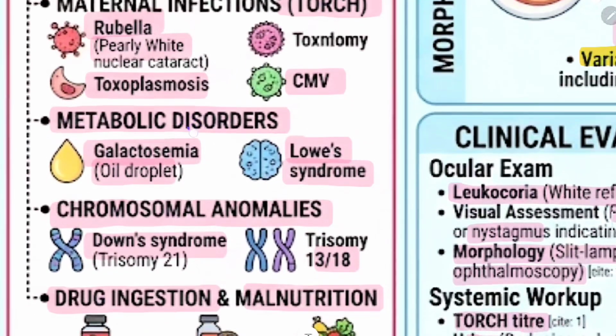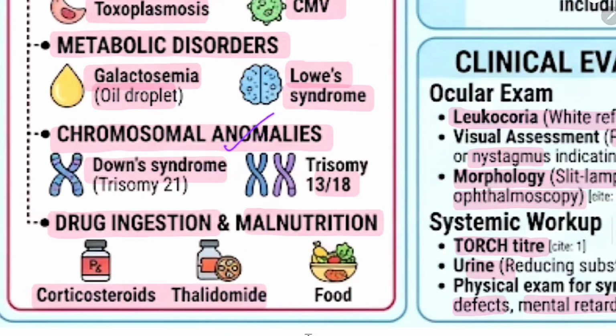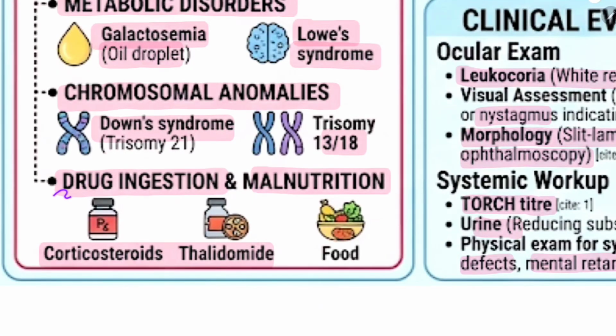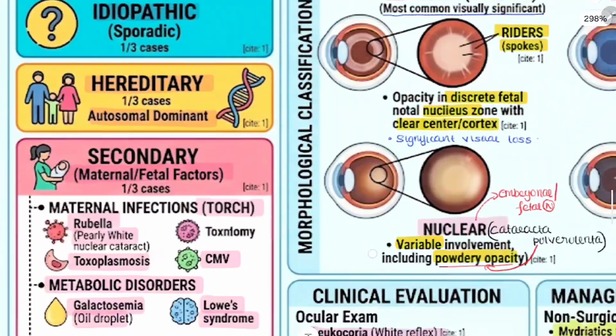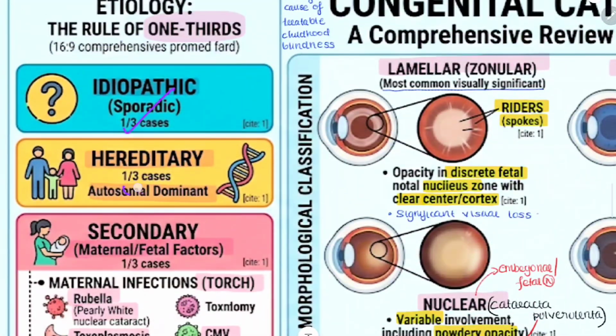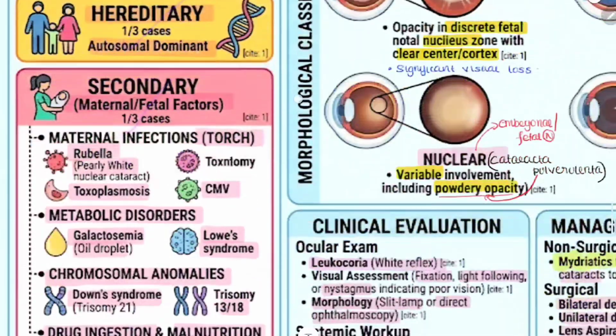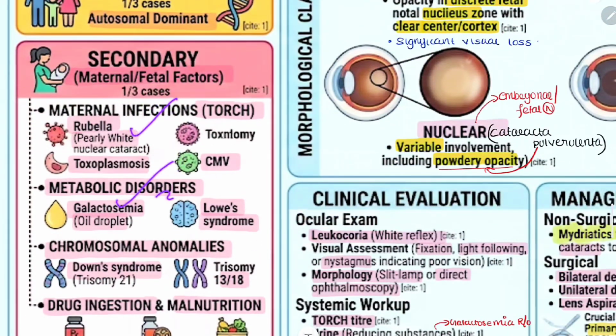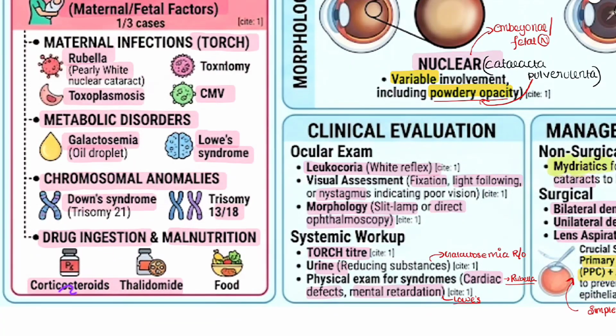Then it can be due to metabolic disorders like galactosemia, where we will see oil droplet cataract, and Lowe syndrome. It can be due to chromosomal anomalies like Down syndrome or trisomy 13/18. It can also be due to maternal drug ingestion like corticosteroids, thalidomide, or due to malnutrition. So these are the etiologies of congenital cataract. 1/3 is idiopathic, 1/3 is hereditary, and 1/3 is secondary, which can be due to maternal infections, metabolic disorders like galactosemia, chromosomal anomalies like Down syndrome, or drug ingestion like corticosteroid, thalidomide, or malnutrition.